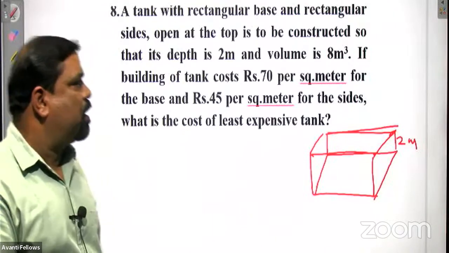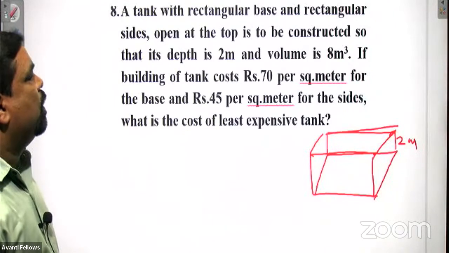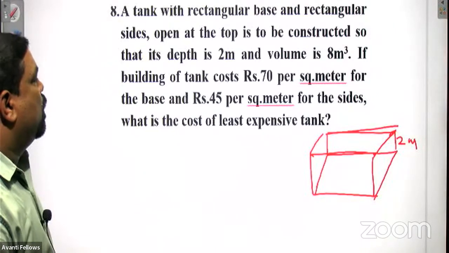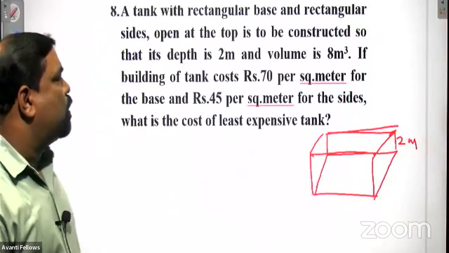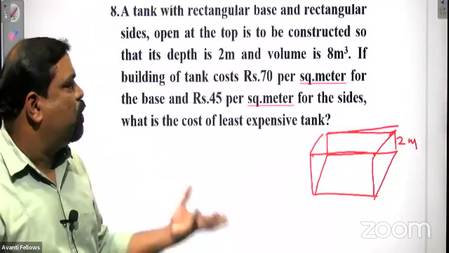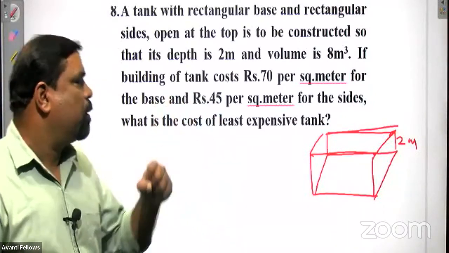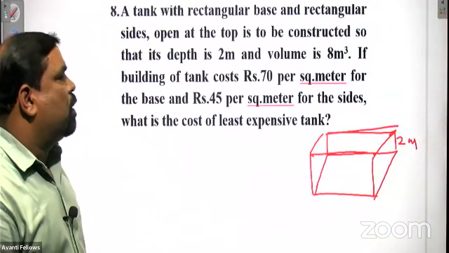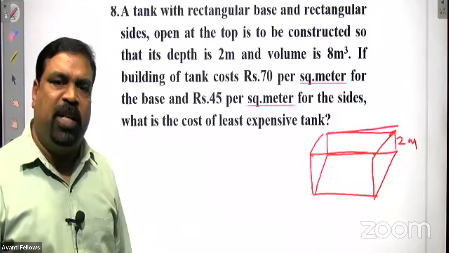So that is to be constructed. The volume is 8 meter cube, the volume is also given. And building of the tank cost 70 rupees per square meter for the base, and 45 rupees per square meter for the sides. So that's the given information.